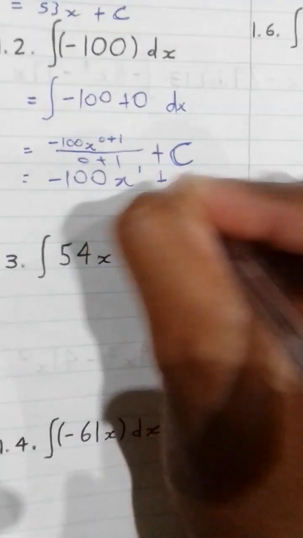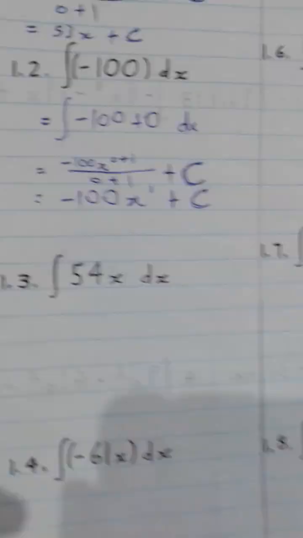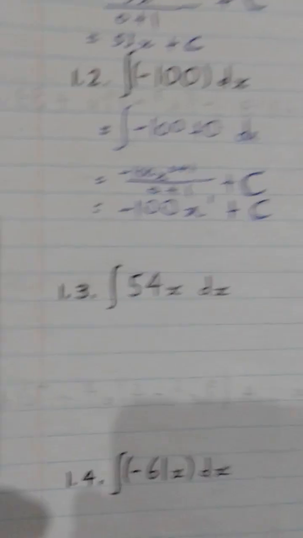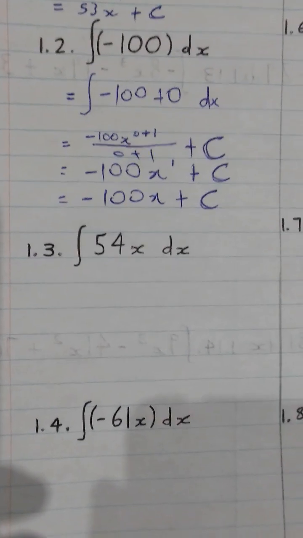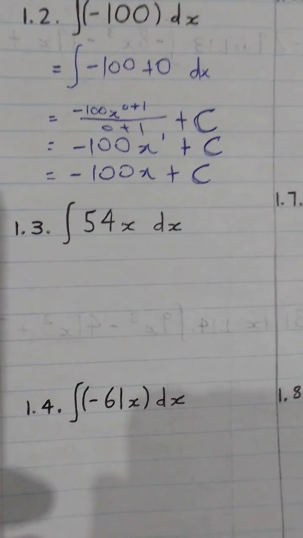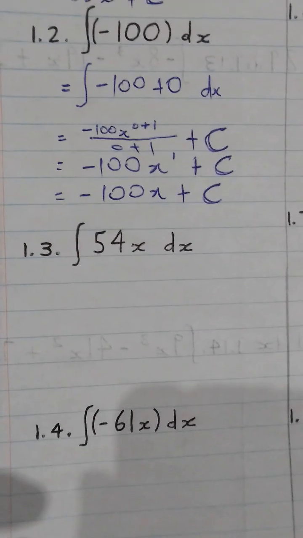Okay, negative 100 over 0 plus 1 is just negative 100 x, 0 plus 1 is 1, plus constant. You know that when the exponent is 1, we don't write it, so this is just going to be negative 100 x plus c. Okay, hope that is clear, and I hope that makes sense.